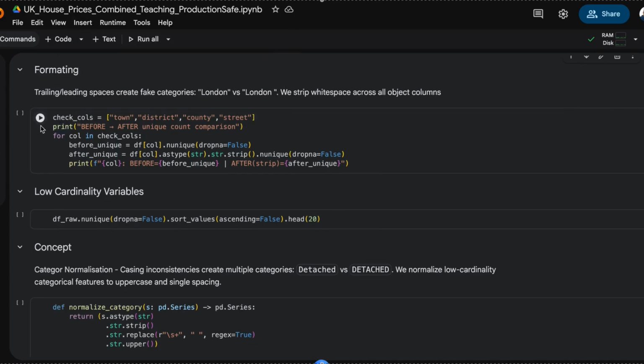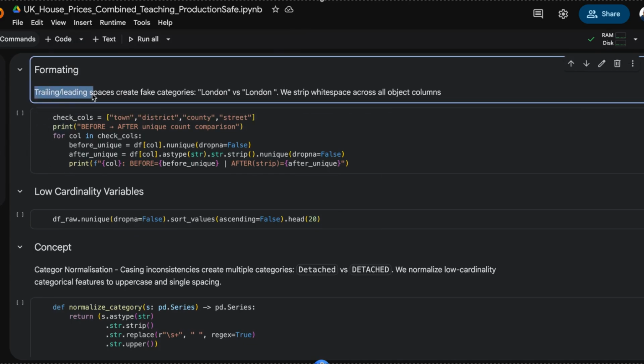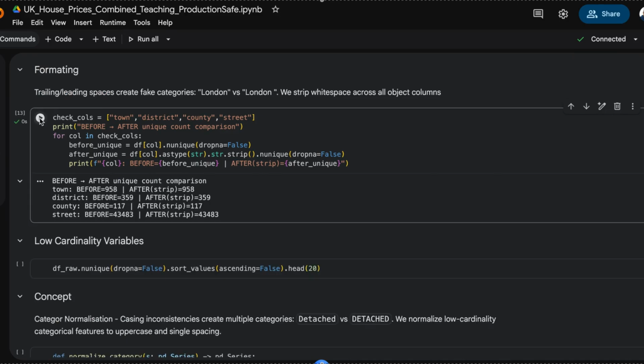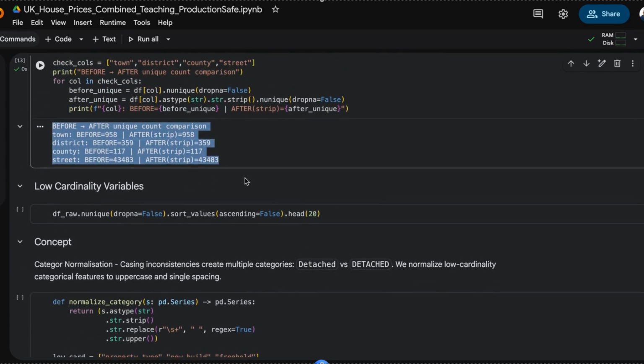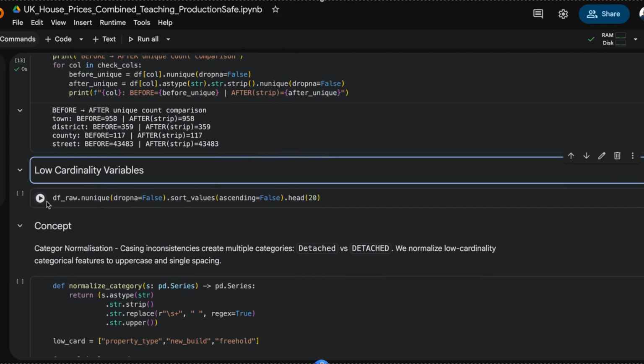A very common issue in categorical data is leading or trailing whitespace. These appear identical to the human eye, but to a computer, they are distinct categories. We compare unique counts before and after stripping whitespace. If the number of unique categories drops, that means we had hidden duplicates caused by formatting. After stripping, in our dataset, we observe slight normalization. This step reduces artificial category inflation.